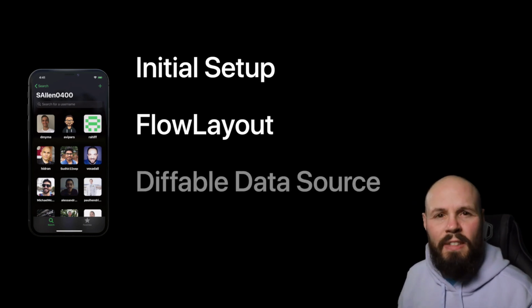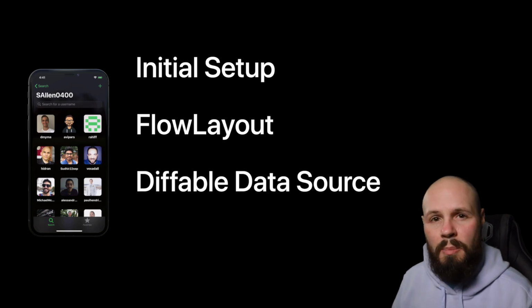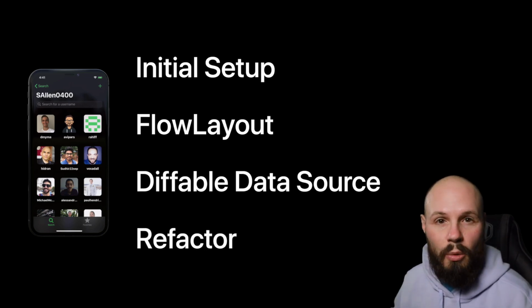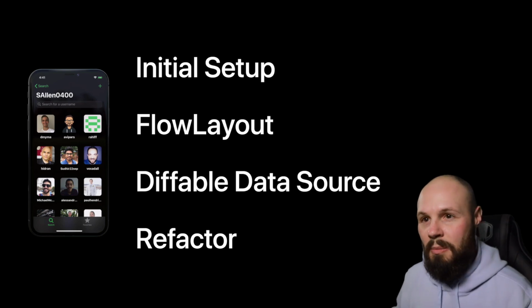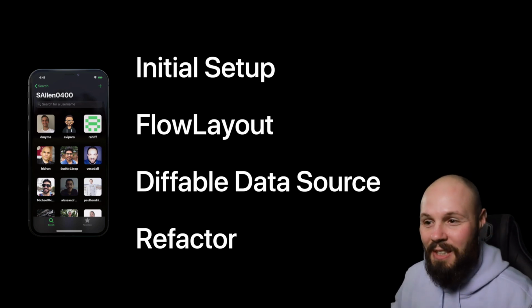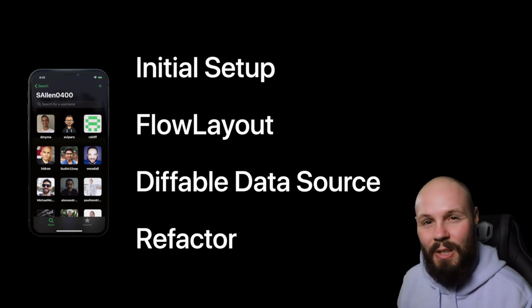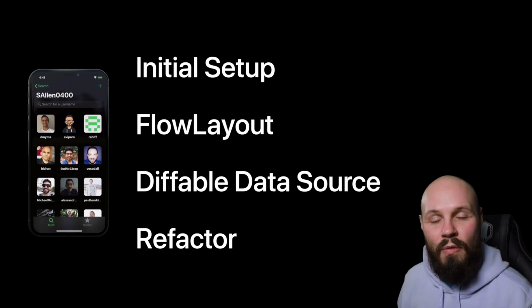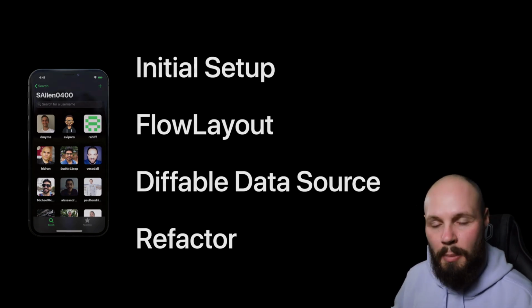Then we're going to talk about the diffable data source, get all that set up, get the collection view working, and then after that we're going to come back in and clean up the follower list VC, because remember back to that sawdust analogy, it's going to be a mess and we're going to clean it all up at the end. So that's what's going to happen over the next couple of videos. We're going to break it up, so let's get started.